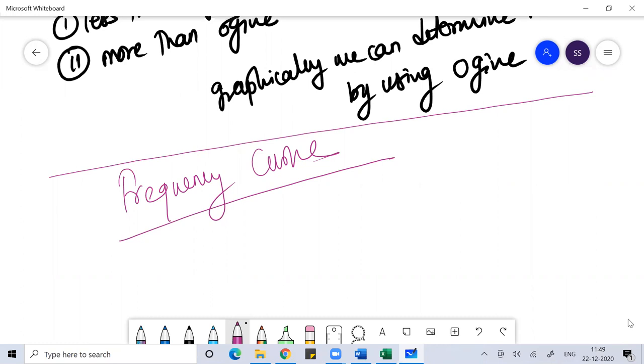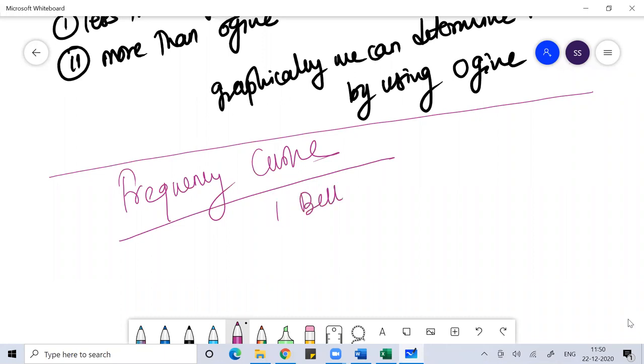Now, when we talk about frequency curve, a frequency curve is a smooth curve in which the total area is considered as unity. The frequency curve for the distribution can be obtained by drawing a smooth freehand curve through the midpoint of the upper side of the rectangles forming the histogram. So we can draw it freehand. An example of a frequency curve is the frequency polygon, what we did. Under frequency curve, these are not so important.